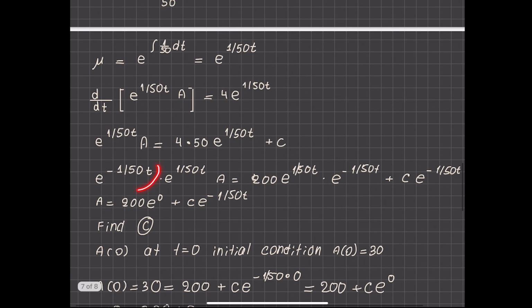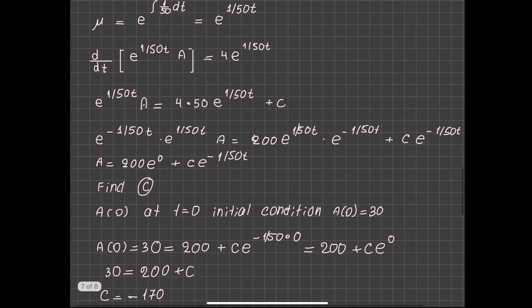Now, this is a trick. You have to multiply everything by e to the negative 150t, so that you are left with e to the 0, which is 1. So here, everything, right? You have to put e to the negative 150 times t, and with c as well. So all of these are going to be e to the 0, which is 1, and that's what you're left with.